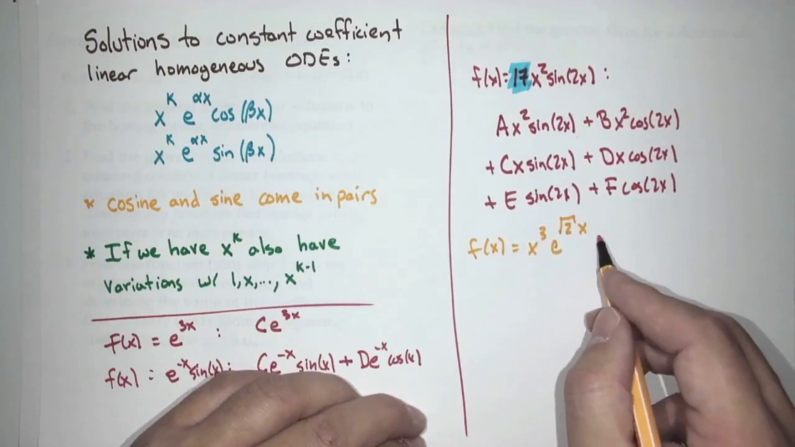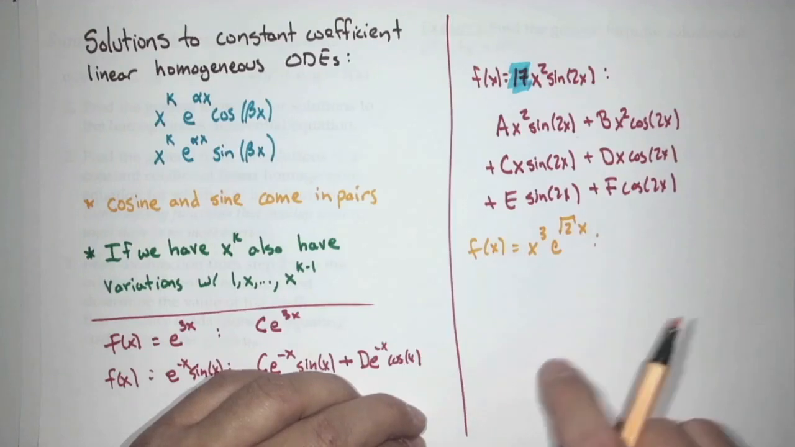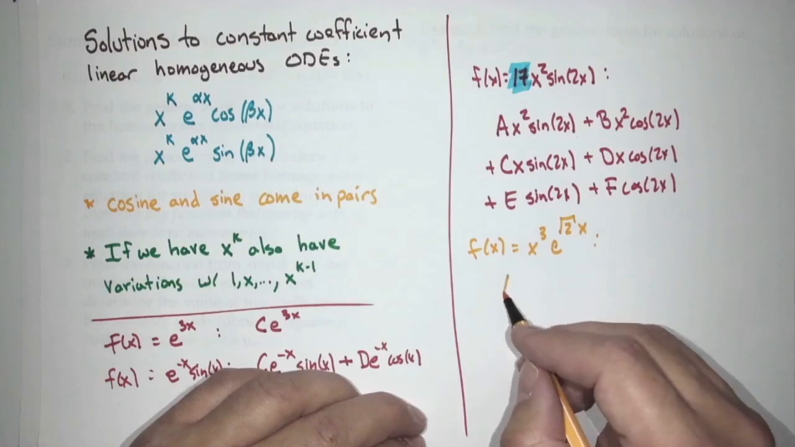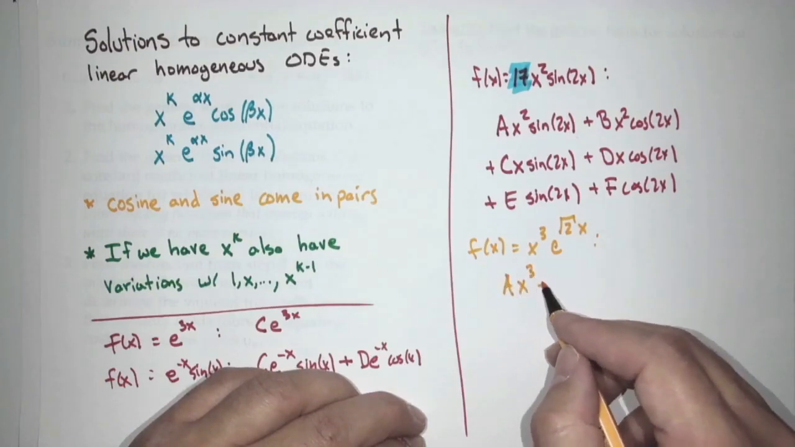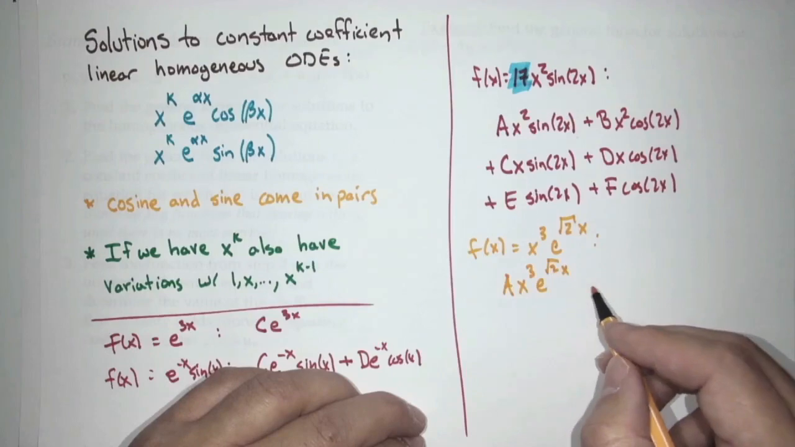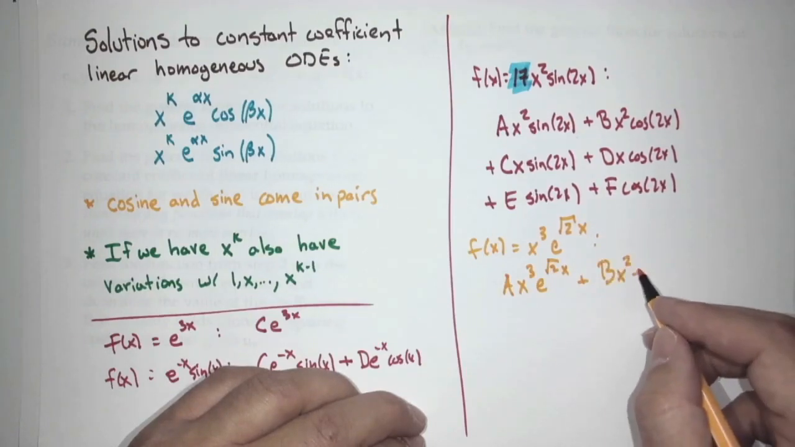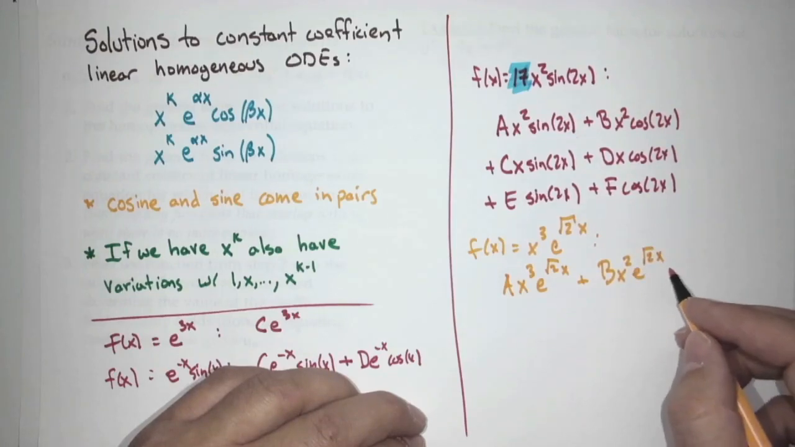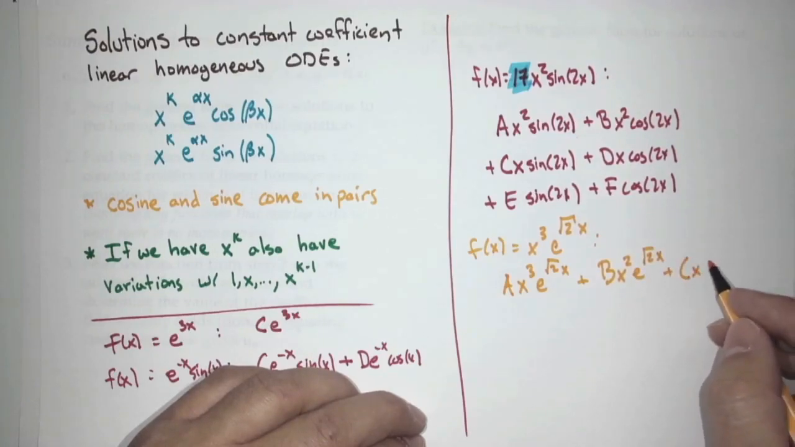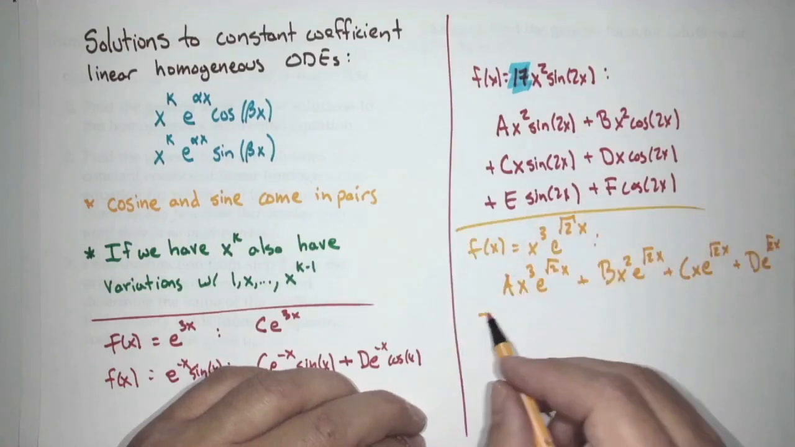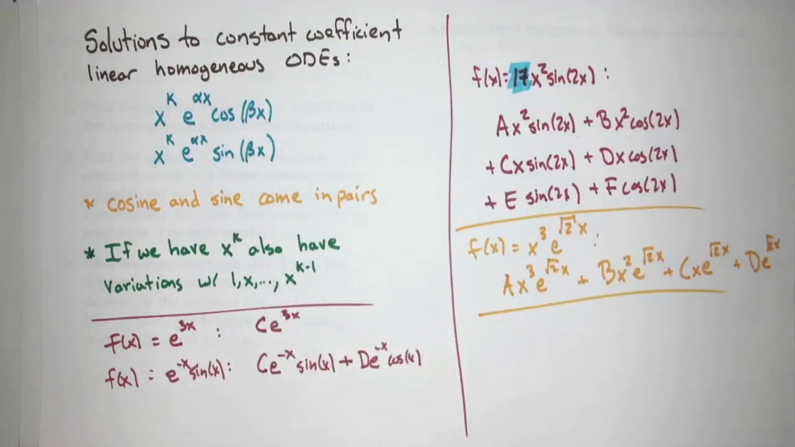Okay, so what do we need? Okay, the function itself. And then? Yep, got to work our way down. X squared. And then? Cx e to the square root of 2x. And then? D.